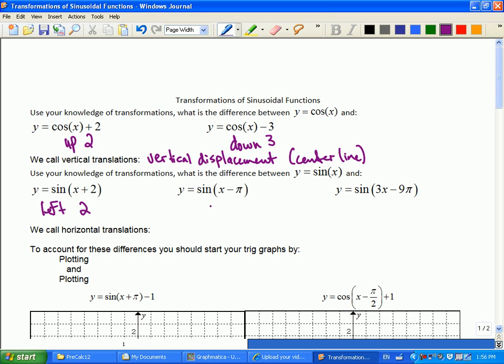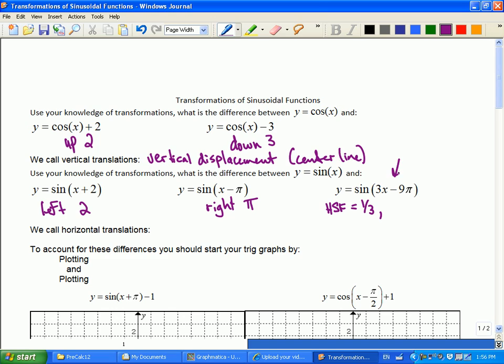Yeah, right by pi. So in trig, we're going to see those units a lot show up because those are some of the points on the unit circle that we're moving over by, like pi, pi over 2, pi over 4. What about the next one? Horizontal stretch factor by 1 over 3 and right 9 pi. Right. Ooh, good.